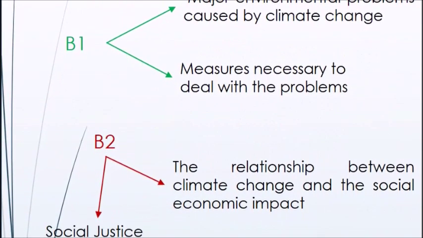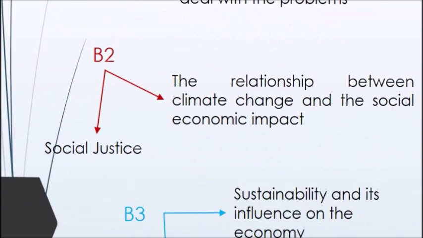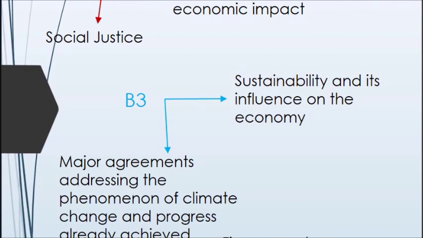Group B2 talked about social justice and the relationship between climate change and the socioeconomic impact that we can see in the world. Group B3 talked about sustainability and its influence on the economy. We now have companies that want to be green companies, and customers that want to buy green, sustainable things, that care about the world and the environment. Group B3 also talked about major agreements addressing climate change and progress already achieved. We can see the Kyoto Protocol, which wants to reduce the carbon in the atmosphere. We have other protocols that want to deal with climate change.